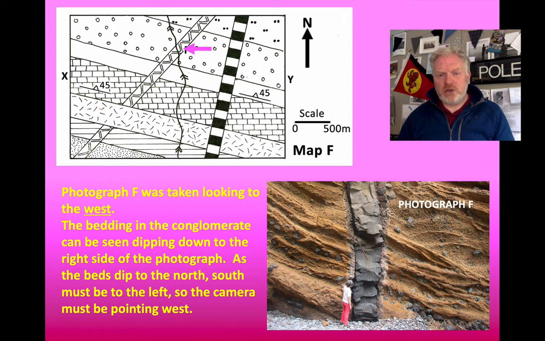If you look at the photo, you can see the conglomerate is dipping down to the right-hand side of the photograph. And we can see on the map that the beds here are roughly dipping to the north. So if right on the photograph is north, because that's where the beds are dipping down, the left then must be south. So if you've got north on your right, south on your left, you're going to be facing west.